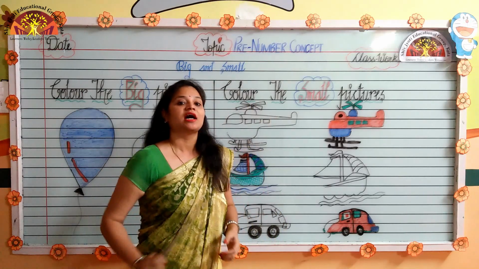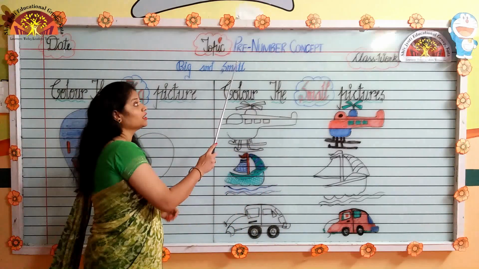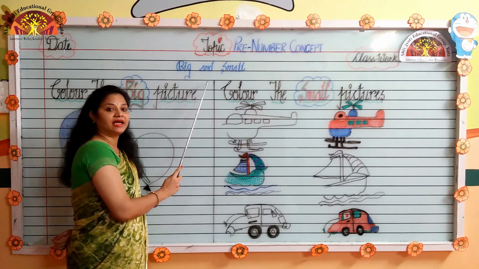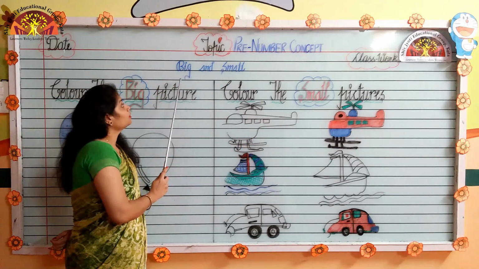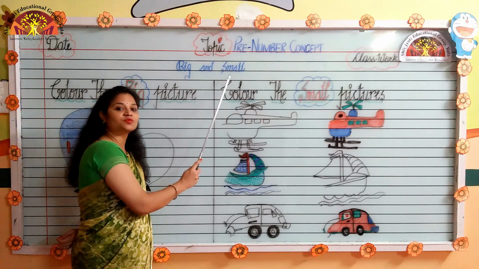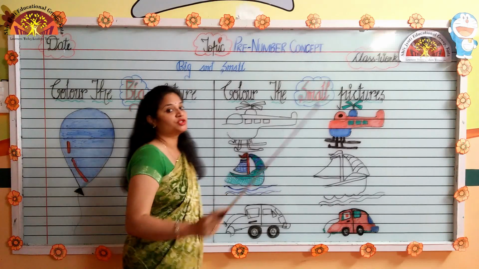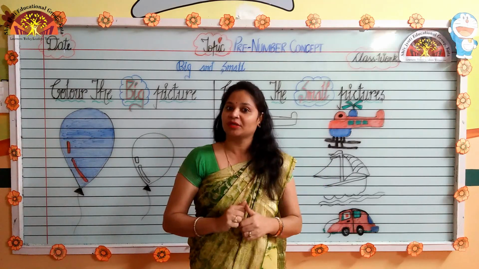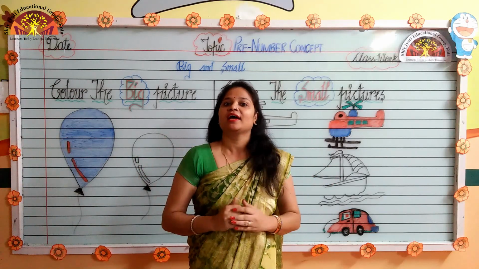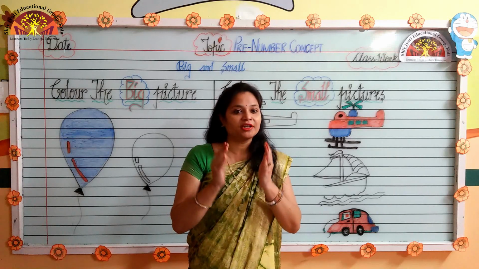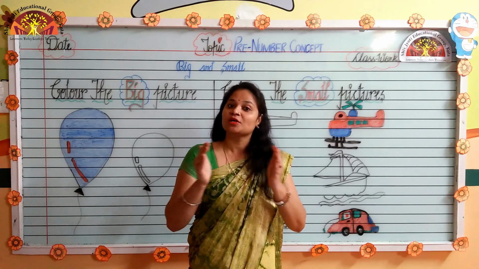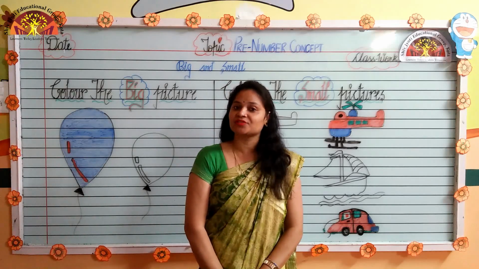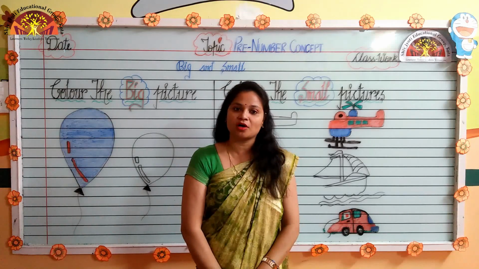So, kids, our today's topic is pre-number concept, big and small. Big means bada, and small means chota. Now kids, I will show you some objects related to big and small.